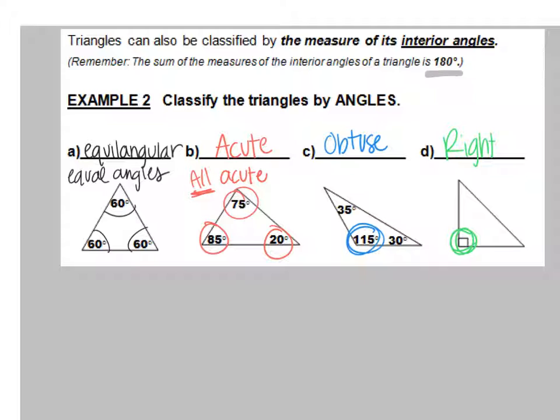So I need you to make sure you've circled that because it only takes one angle for it to be obtuse and one angle for it to be right, but it takes all three being less than 90 for it to be acute.